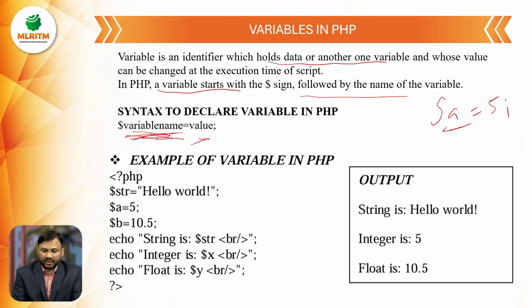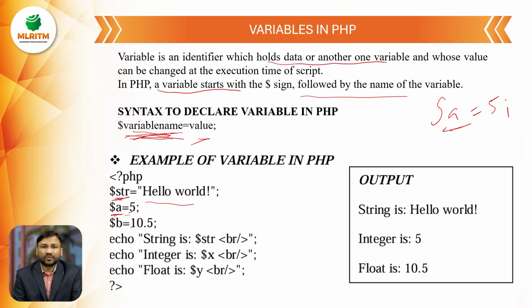We can declare a variable with the dollar sign followed by the variable name. Here are some examples. In PHP, I am writing a string, and we are not using any data type here. Simply I write the name of the variable as $str and assign the value to that variable. Another example: $a = 5 means 5 is assigned to a. Here also I am not declaring any data type.